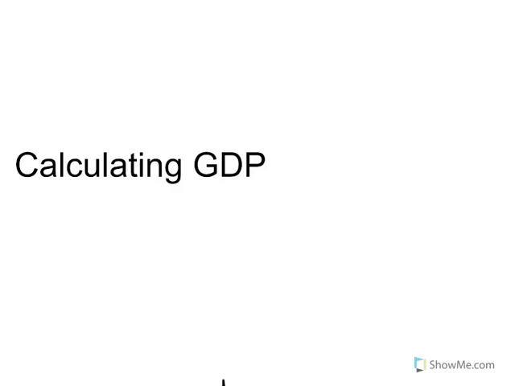In the last video we defined GDP and explained that it's the total value of all final goods and services produced within a country's borders in a given time period, most often a year. But now I want to talk about that value part. How do we actually calculate that total value?